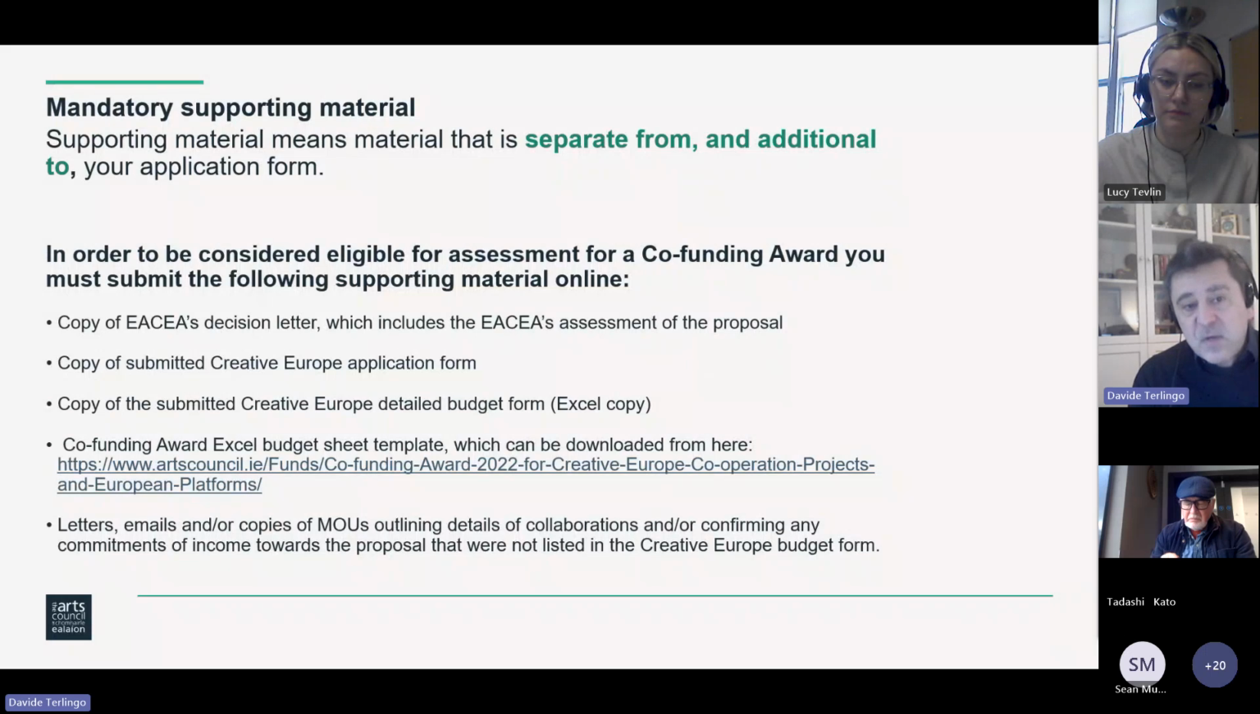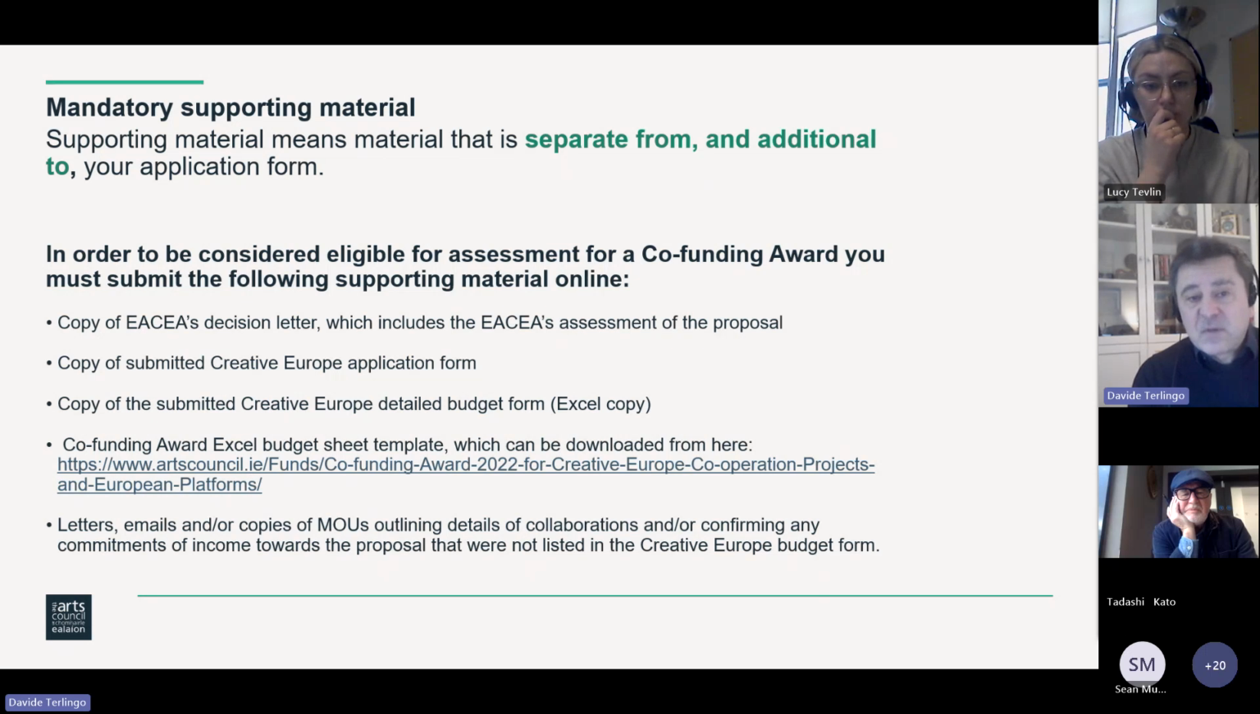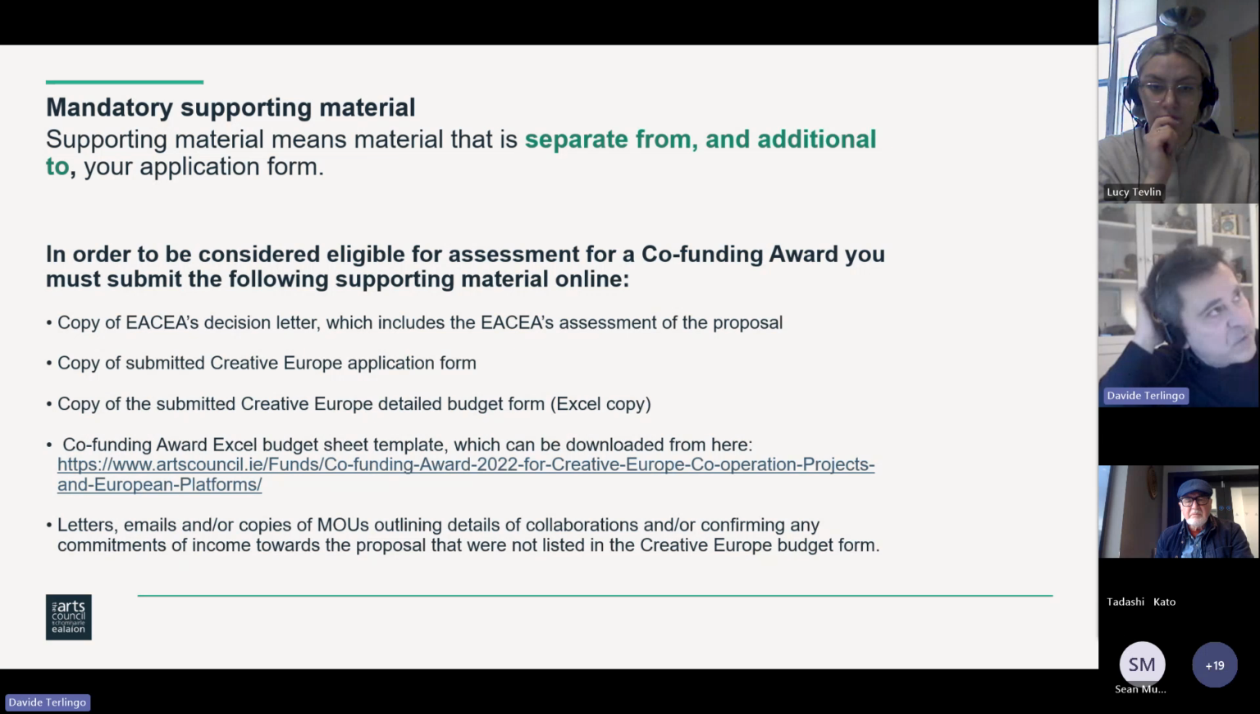In this case, we need a copy of the European Authority decision letter. This is important for us because we need to verify that you received the funding offer from them. We need a copy of your submitted Creative Europe application because, as I mentioned before, we will cross-reference it with your co-funding application. We need a copy of the submitted Creative Europe detailed budget form, again because this will help us to assess the feasibility of your proposal, but also to have a clear idea of the amount of resources that you're requiring overall and how it fits within the broader scope of the European application.